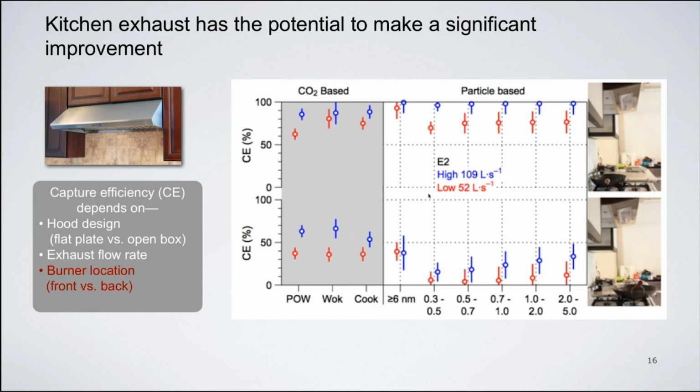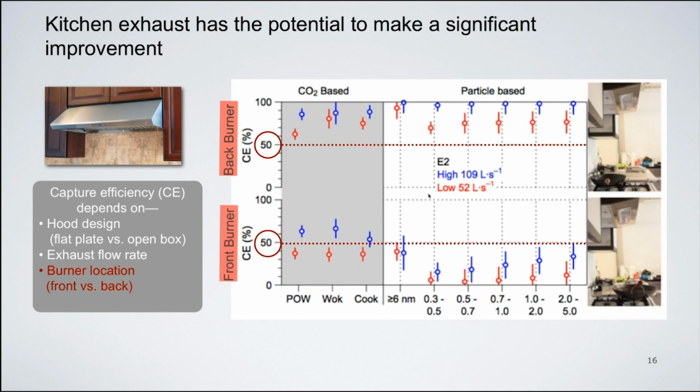This slide is showing one of our problems with kitchen range exhaust: you actually have to design them in order for them to be efficient at capturing particles. If you look at the red and blue dots up at the top part, where the capture efficiency on the y-axis is 50% and greater, those all happened when they were doing the experiment by cooking on the back burner. If you move to the front burner, you can see they're all 50% or below in capture efficiency. So it's much more effective to be cooking on the back burner.